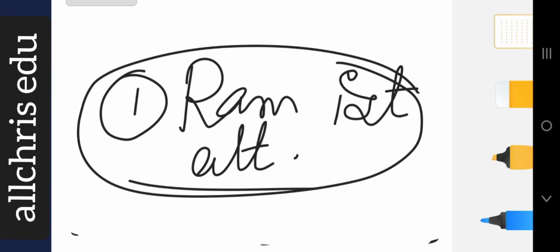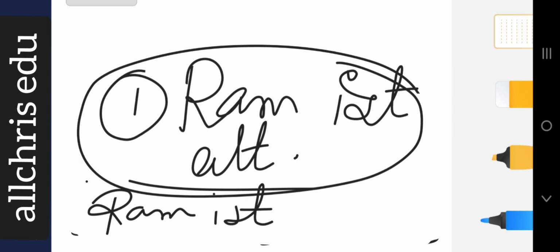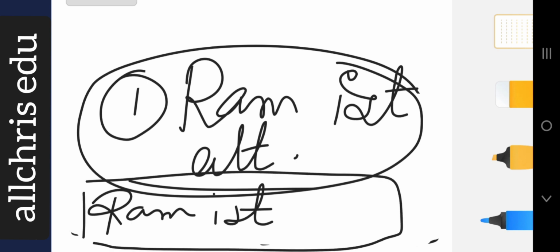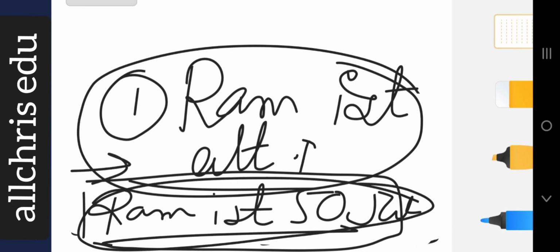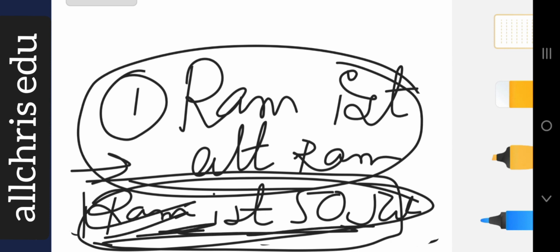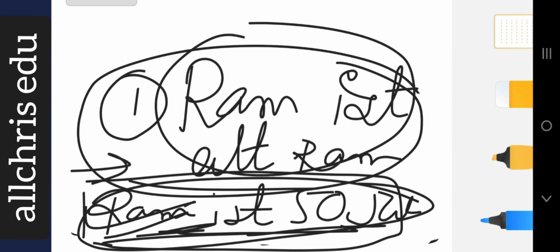Now, in the passage it can be written, this is your passage, here you can find Ram ist 50 Jahre alt. So you can just write your answer. This sentence you can copy and paste in the answer, telling that this sentence I found in the passage gives the same meaning as this statement.